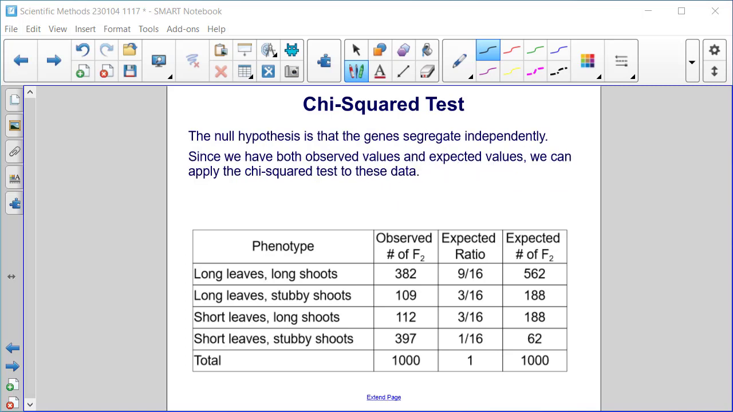Okay. The null hypothesis is that the genes segregate independently. Since we have both observed values and expected values, and remember where these ratios come from, you don't have to know yet. We will talk more about that when we cover Mendelian genetics, but for now, you can just take these as the expected values. And then, of course, we have our observed values. From that, we can apply the chi-squared test to these data.